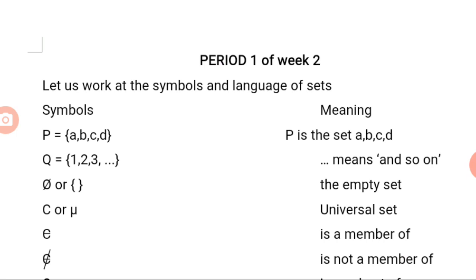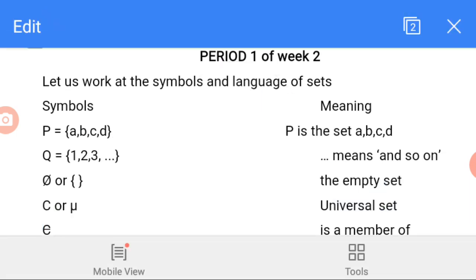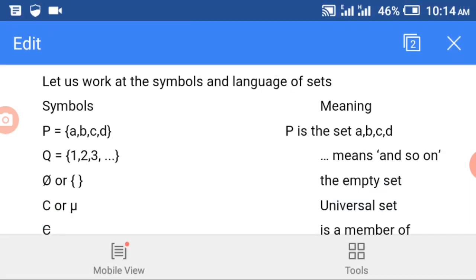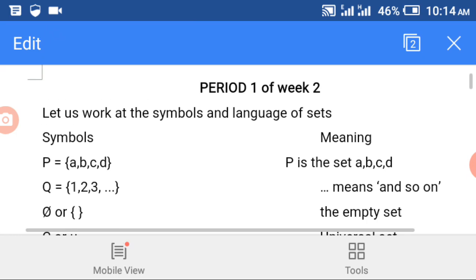Alhamdulillah. So we thank Almighty Allah for bringing us back today. Last week we discussed the definition of set notation and the types of set.